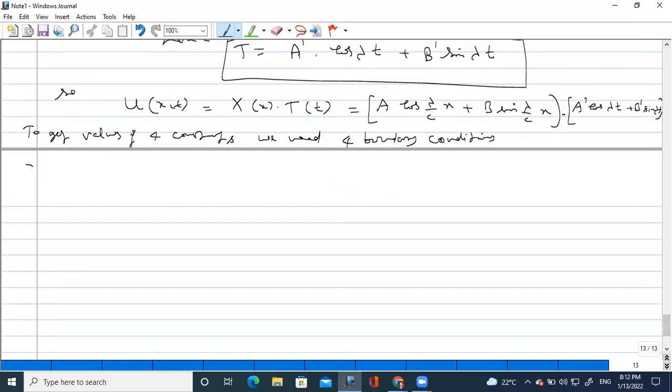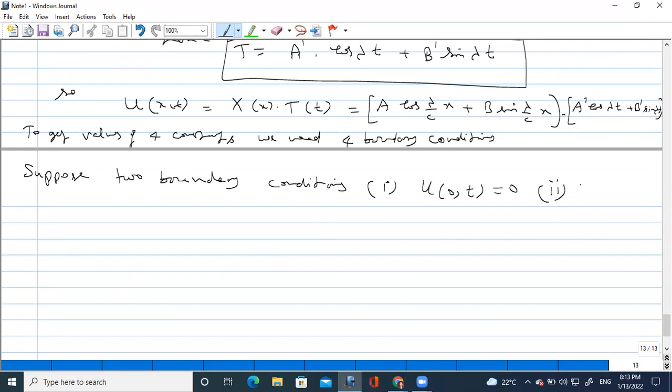Now, suppose two boundary conditions. Number 1, u(0,t) is equal to 0. So what is the meaning of that? At x equal to 0, the function value will be 0. And second is that u(L,t) is equal to 0. What is the meaning of that? At x equal to L, the function is again 0.